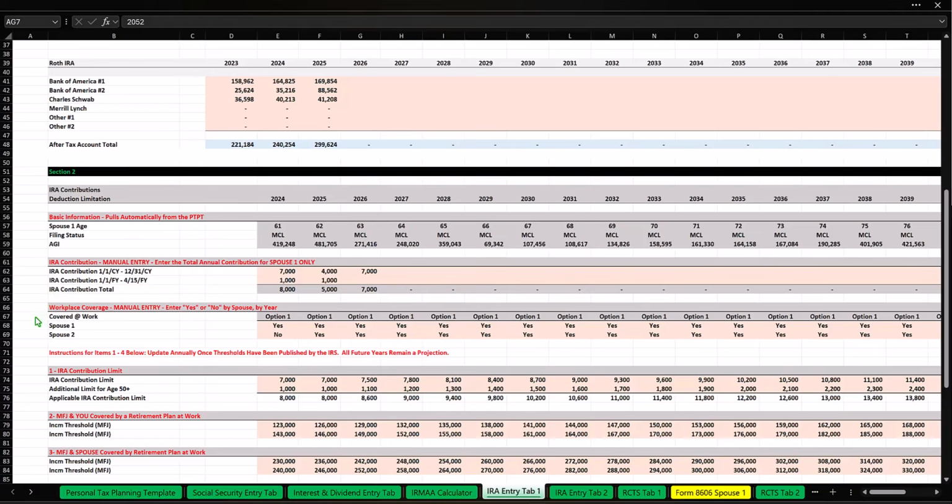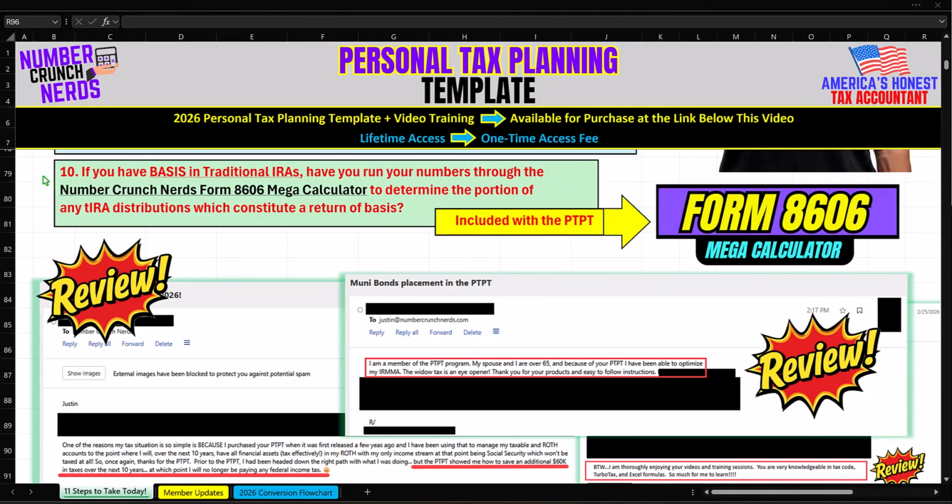You will also have the choice right here to toggle yes or no as to whether you or your spouse are covered by a retirement plan at work. This selection right here will determine the extent to which you have an income limitation, if any, on the deductibility of your traditional IRA contributions.